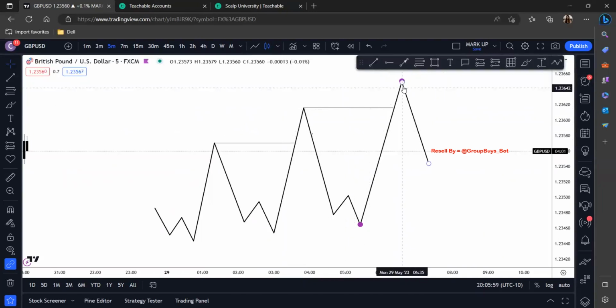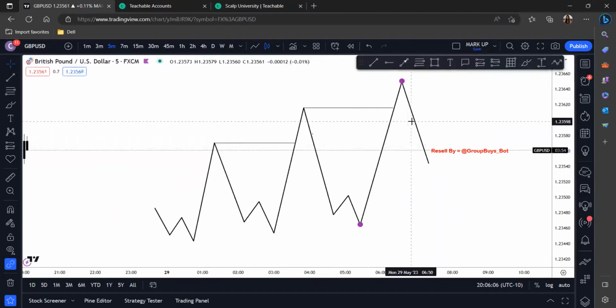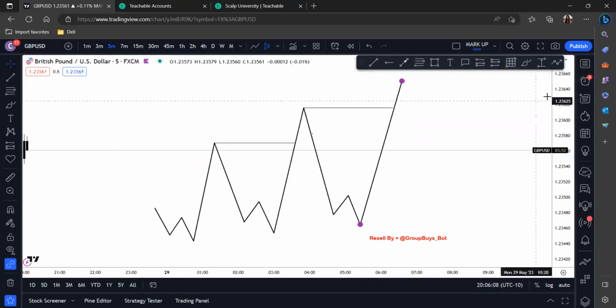Okay. So we have a new trading range here. Say something like this were to happen. Let me delete this.